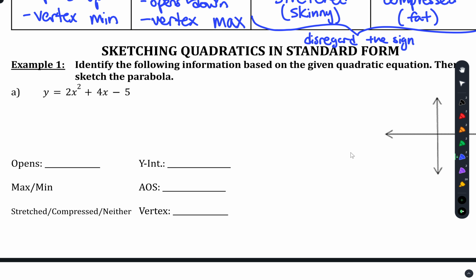When I start these problems, the first thing I'm going to do is label the A, B, and C values. So A is 2. B is 4, and C, this negative sign is going to go with that. C is -5. Okay, we're going to talk about just this left side column first. This talks all about the shape of my graph. So does it open up or down? I'm looking at the sign of that A value. A is a positive 2, so I know that this opens up.